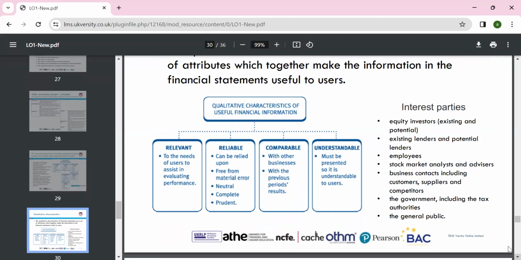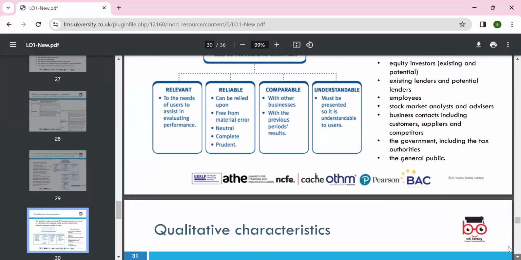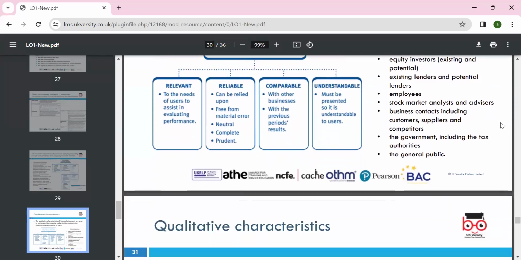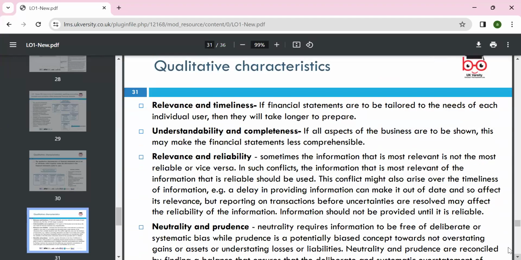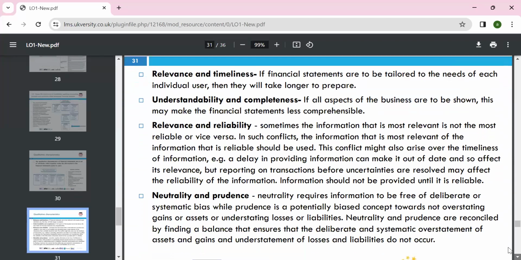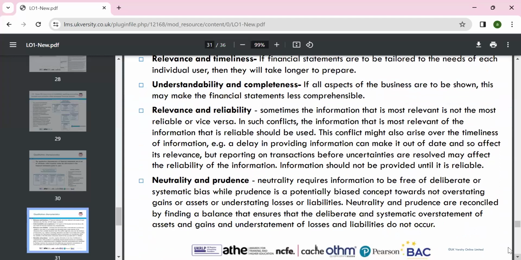Comparable, we need at least 2 years. Understandable, it must be presented in a form the user can understand. Different interested parties, of course, the stock exchange, investors and all, look at the qualitative characteristics, which are relevance and timeliness. Information should be published within 90 days of the year end. Understandable, complete information needs to include all the assets and liabilities, not giving less, and there shouldn't be any conflicting information.